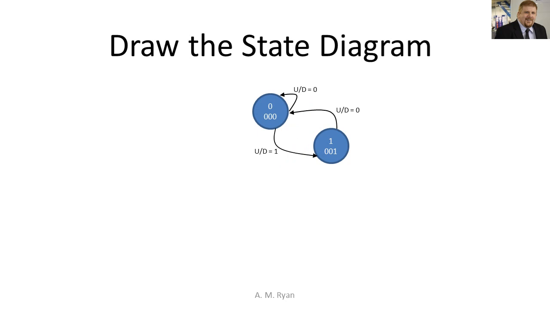Okay, so if we're in state 1, what happens if we get a 1 on the input? Well, we're going to count upwards. So we go from 1 to 2, and our outputs change accordingly. So we are 0, 1, 2. Okay, following this logic, count down, we'd go back to state 1, and count up, we'd go to state 3.